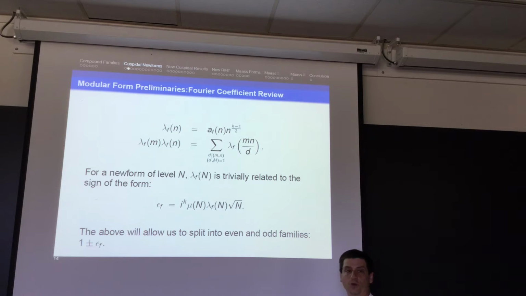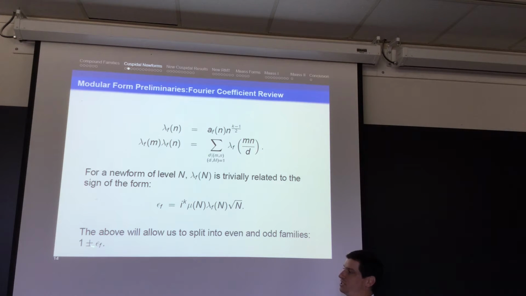It turns out if your form is square-free level, you have an explicit formula for the sign of the functional equation in terms of the Fourier coefficient at the level n. It's wonderful. This does not hold sadly if the level is not square-free, and that has really hurt us in one of our sequel papers.